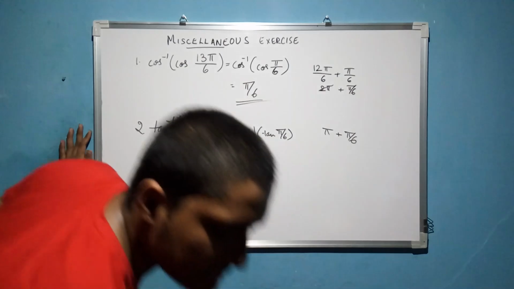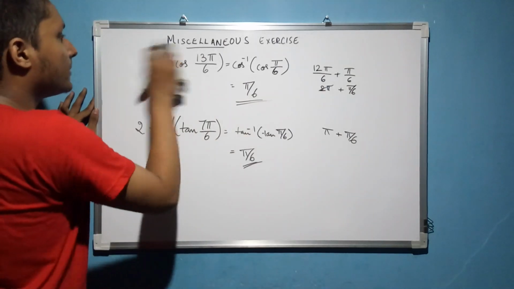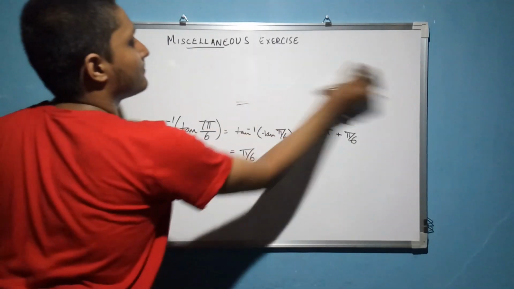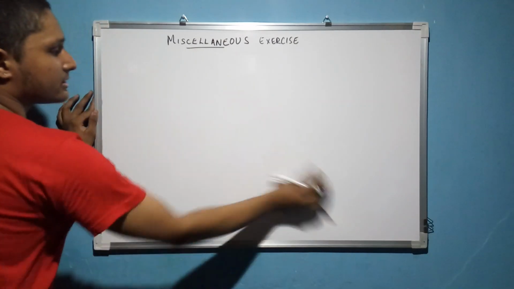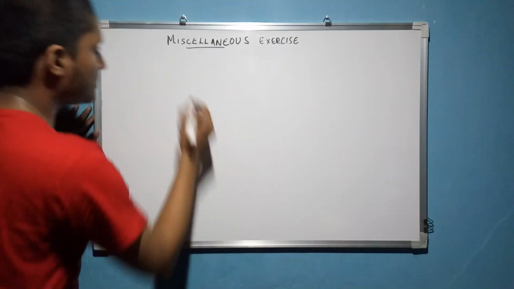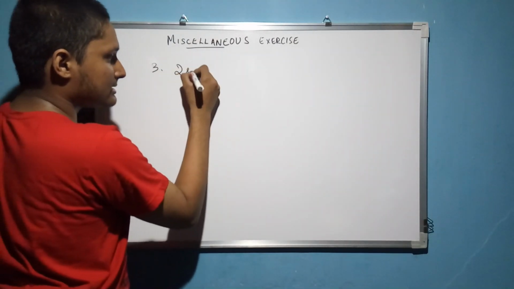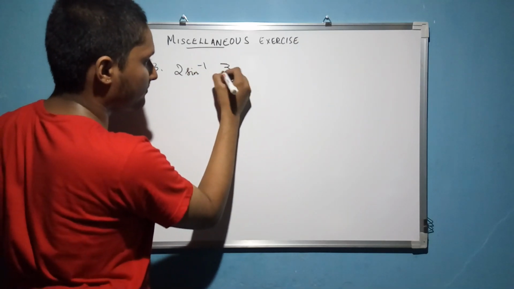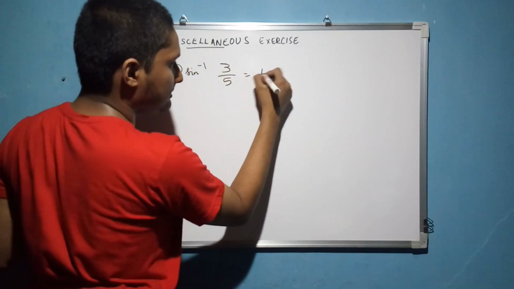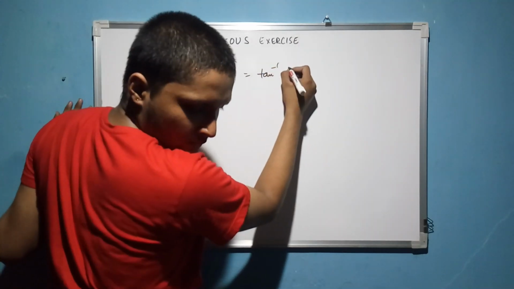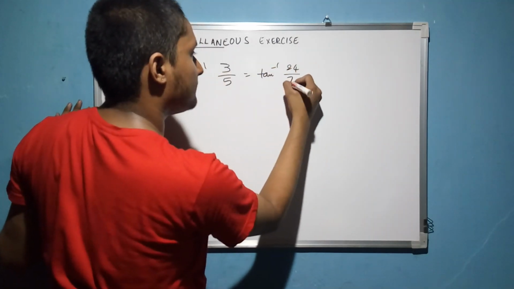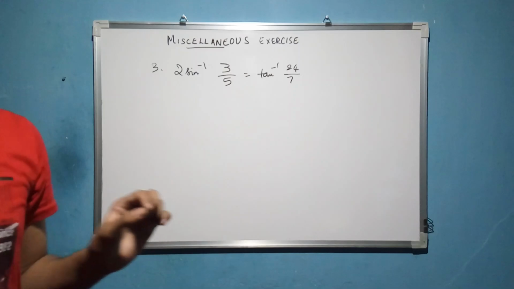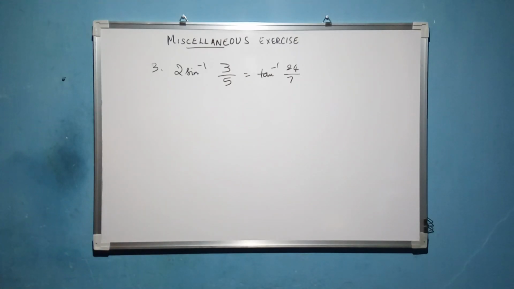Okay. The next set of questions is about proving. Prove that. So the third question is 2 sine inverse 3 by 5 is equal to tan inverse of 24 divided by 7. The question is 2 sine inverse 3 by 5 is equal to tan inverse 24 by 7.